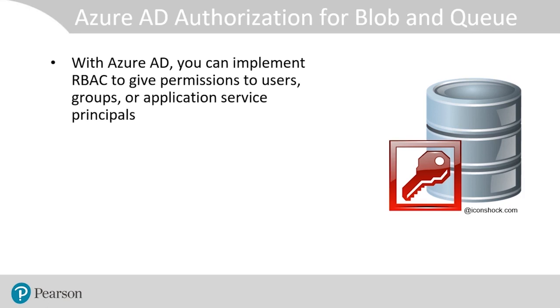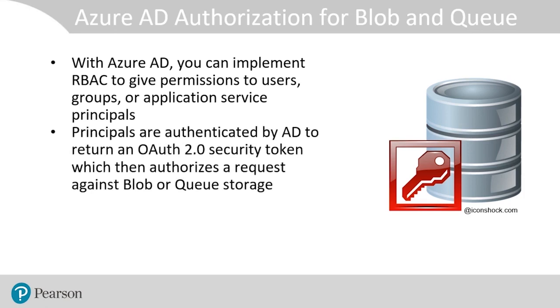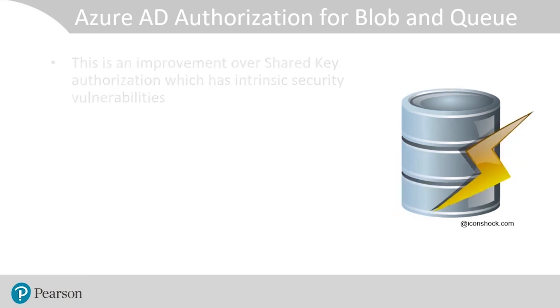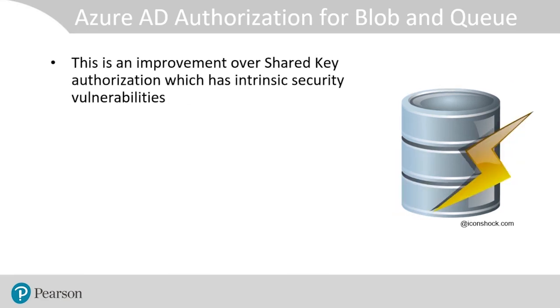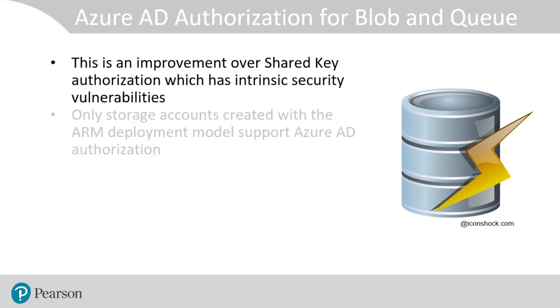Azure Storage defines a set of built-in RBAC roles made up of common permission sets that we use to access Blob and queue data. Principals are authenticated by Active Directory to return an OAuth 2.0 security token, which then authorizes a request against Blob or queue storage. You can also define custom roles for access to Blob and queue data. This is an improvement over shared key authorization, which has intrinsic security vulnerabilities.